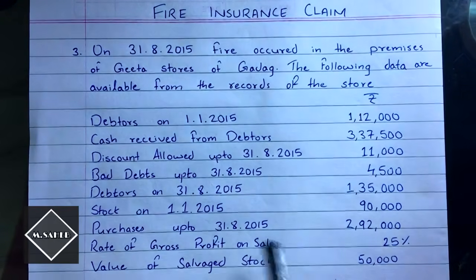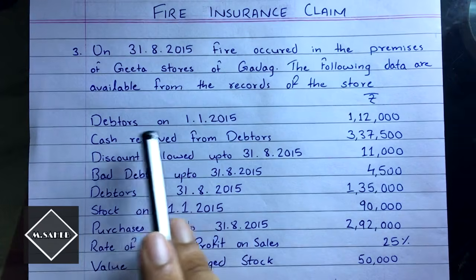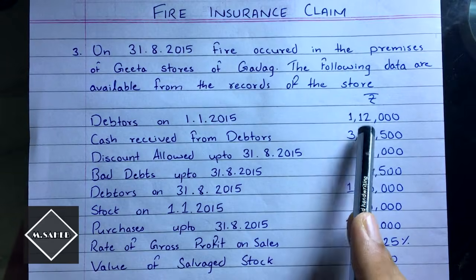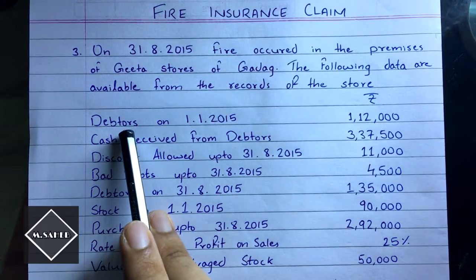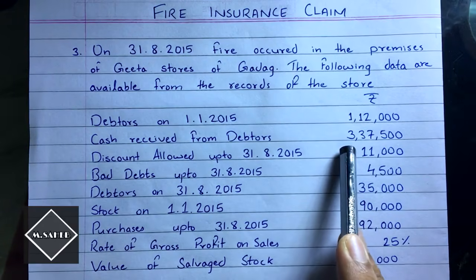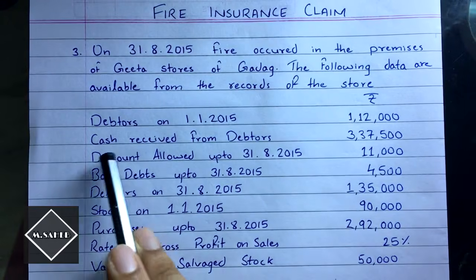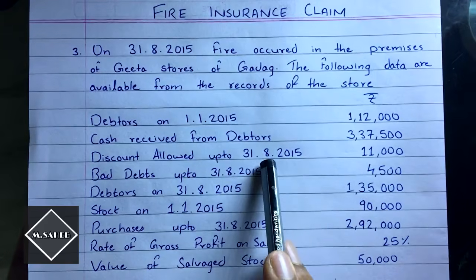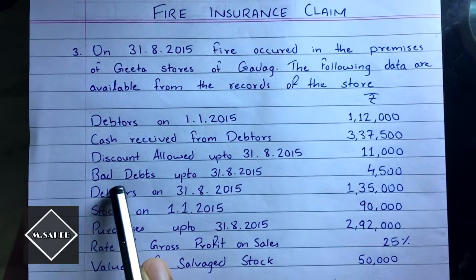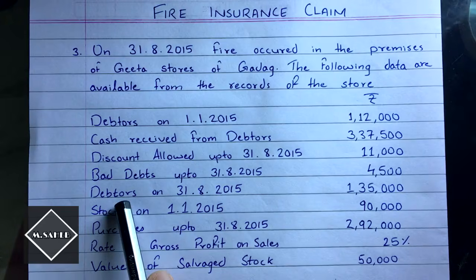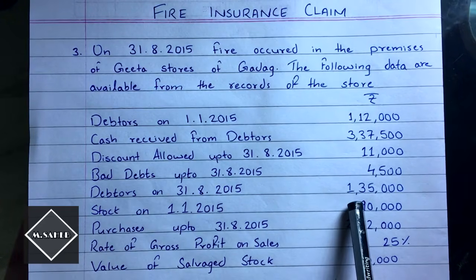So they have given us some information. First, debtors on 1/1/2015, that is 1,12,000. So this is the opening debtors. Then they have given us cash received from debtors, that is 3,37,500. After that, discount allowed up to 31/8/2015, which is the date of the fire, that is 11,000. Then bad debt is given, 4,500 up to the date of fire. Similarly, closing debtors is also given, that is 1,35,000.